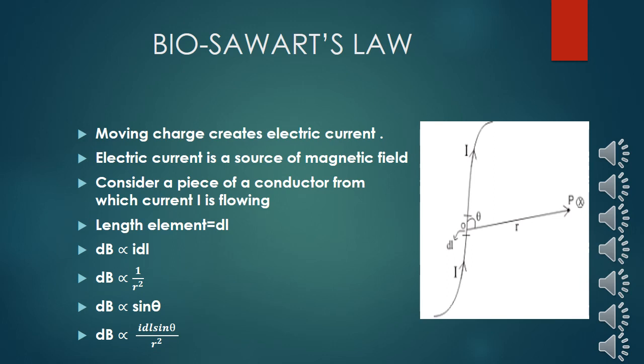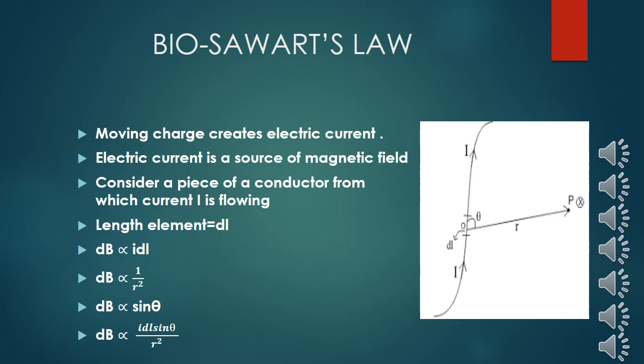For that, we can take an example. We have taken a conductor, a small element of a conductor through which current I is flowing. If there is a current, there is a certain magnetic field. So we have taken one point P, and there is a magnetic field created here. How much is the magnetic field? For that, he made a law. He says that the source of the magnetic field is electric current.